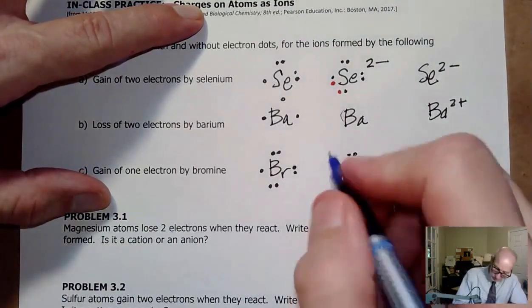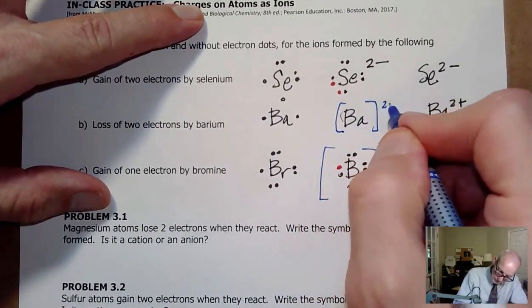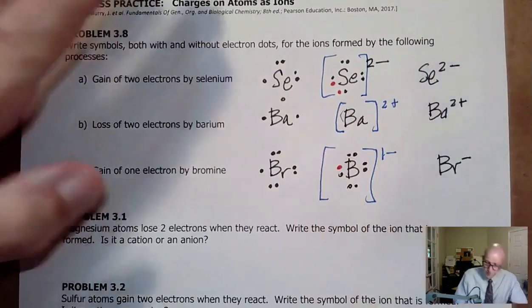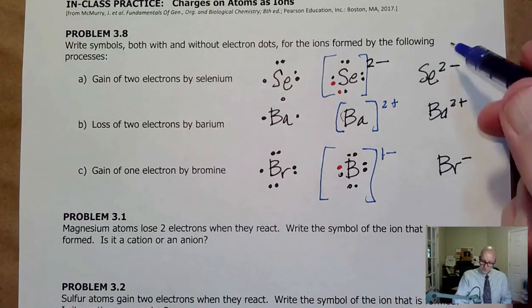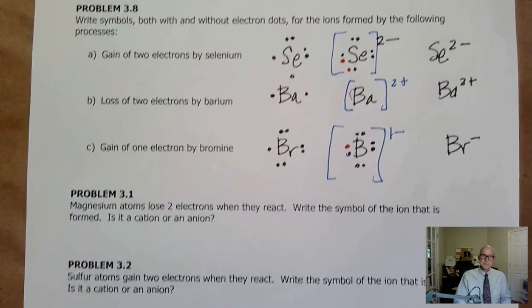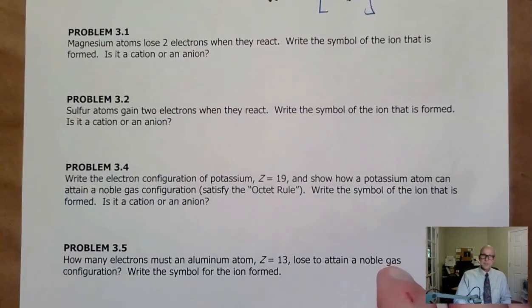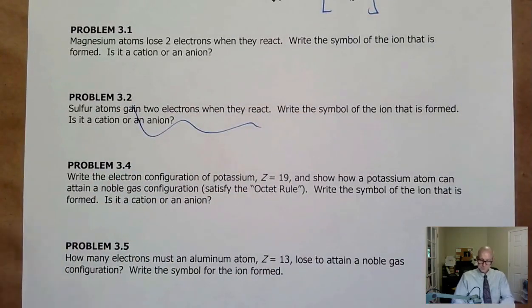So sometimes what we do is we put this 1 minus, this 2 plus, sort of to show that some electrons have been added or removed, and there's the charge, and there's the symbol. Magnesium, similar to calcium. Now just the symbol. No dots, just the symbol. 3.2 says sulfur atoms gain 2 electrons. Write the symbol of the ion that's formed. We just did that on the other page. Was it a cation or an anion? Yeah, we just did that on the other page. This is an interesting one.